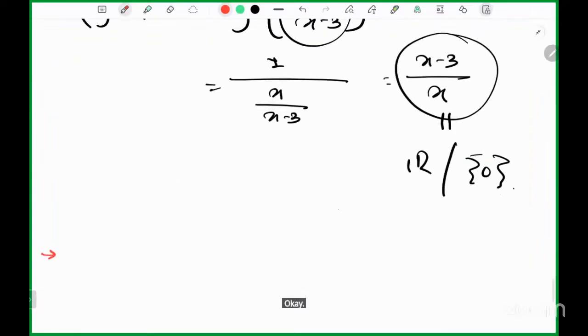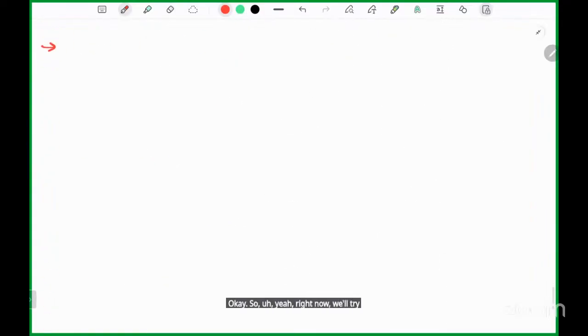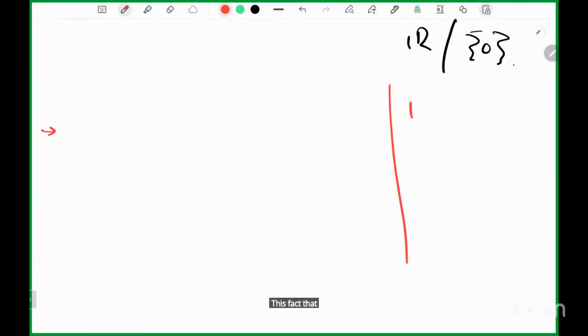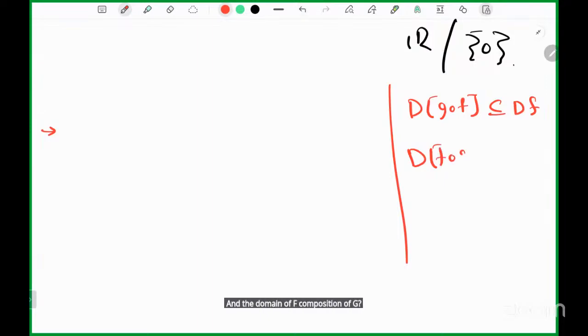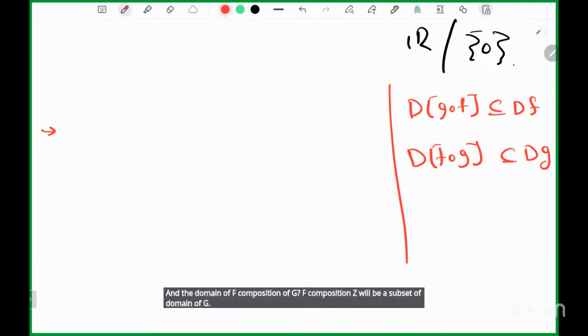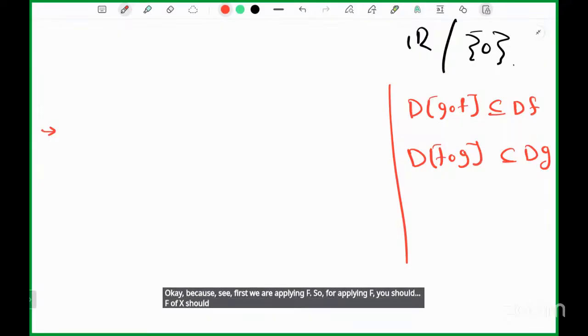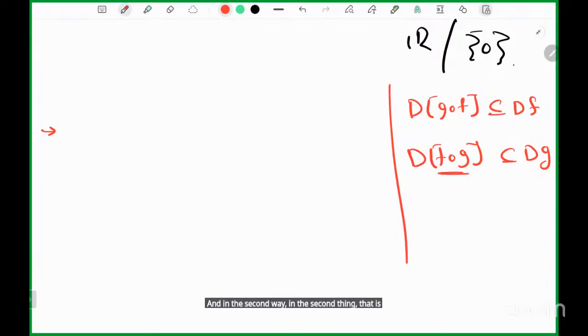Okay. So now we'll try to find out the other domain. One thing you can also use is the fact that the domain of g composition f will always be a subset of the domain of f, and the domain of f composition g will be a subset of the domain of g. Because see, we are applying f, so for applying f, f of x should be well defined. That means x should come from the domain of f. And in f composition g, first we are applying g, so g of x should make sense. So for that x should come from the domain of g. So this is one fact you can always remember. This clears much of my doubts.